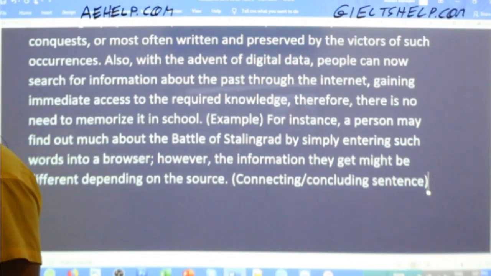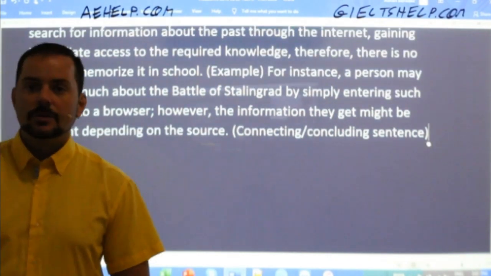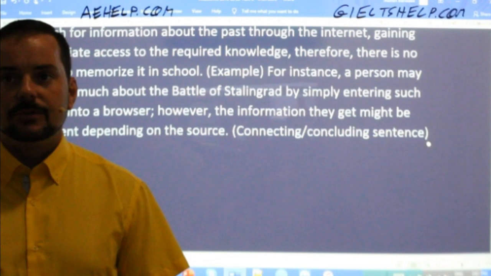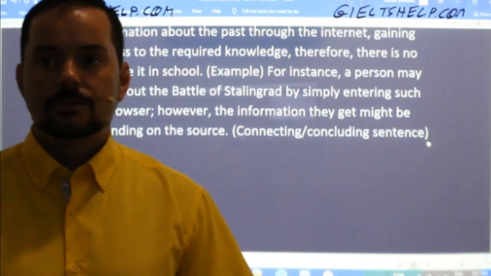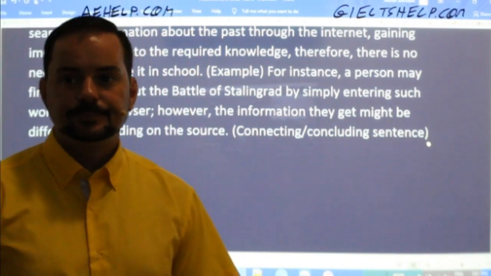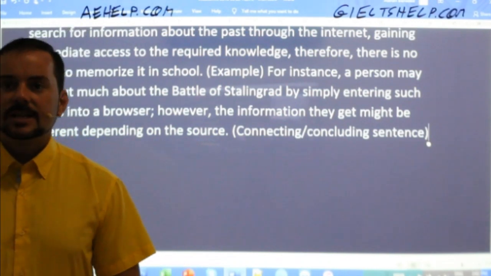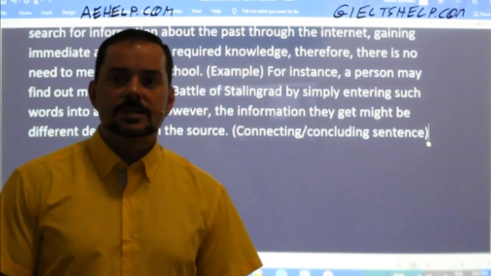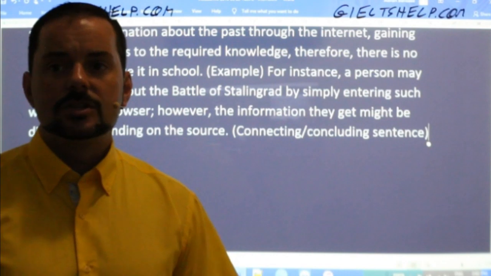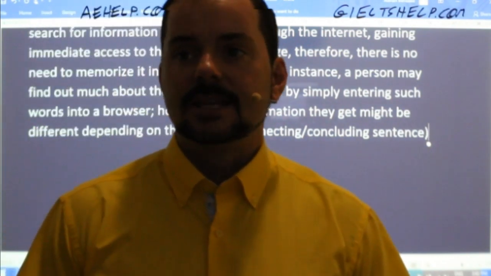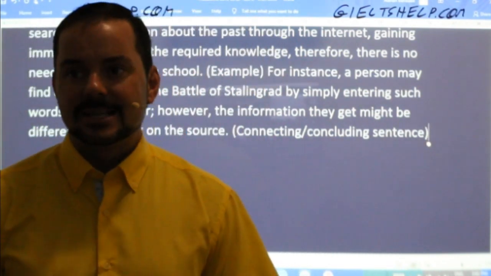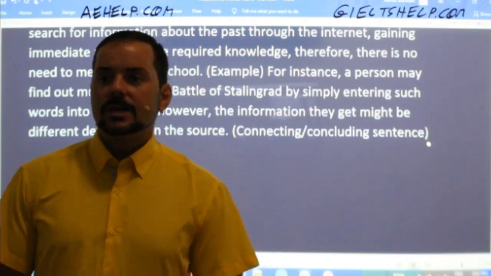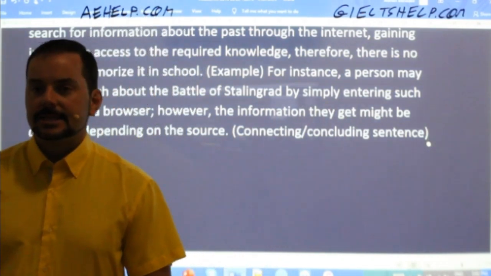Now, the connecting or the concluding sentence, what should I write? I really want to give you members a chance to think this through. Okay. Shang Hung says, because the information is very easy to get, students might not be fascinated to learn about the past. Okay, so that's the connecting sentence.